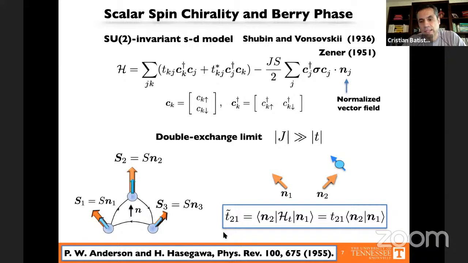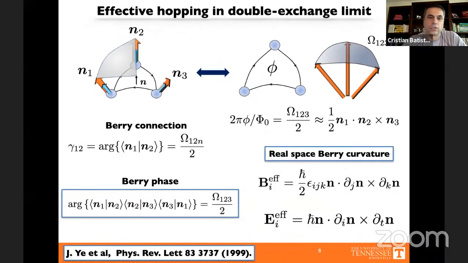In other words, the effective hopping amplitude is the bare hopping, the original hopping, times this inner product between the two spinors, N1 and N2, right? And the important observation is that this renormalized hopping not only has a different magnitude, but also now it can have a phase. This inner product will introduce a phase. And that phase has a geometric interpretation.